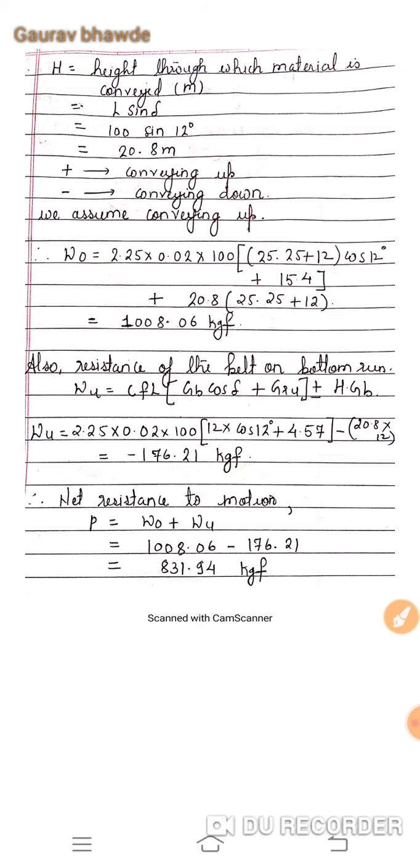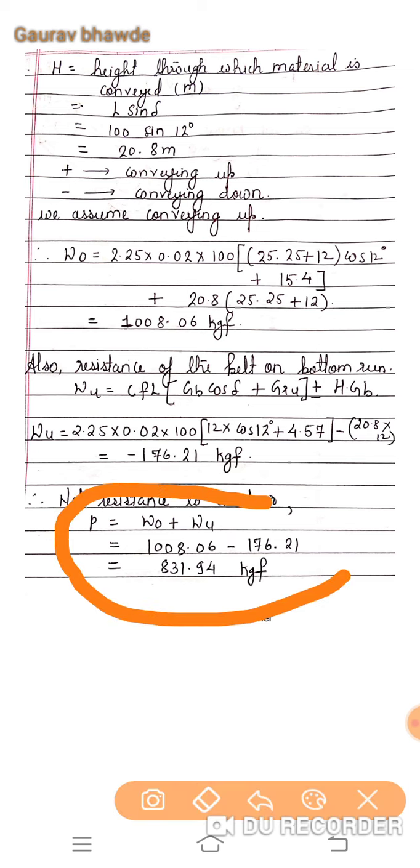So this gives you resistance. So net resistance to the motion will give you the power required to drive the unit. So you will get the power P by putting W naught plus WU, and you get the power is equal to 831.94 kg force.